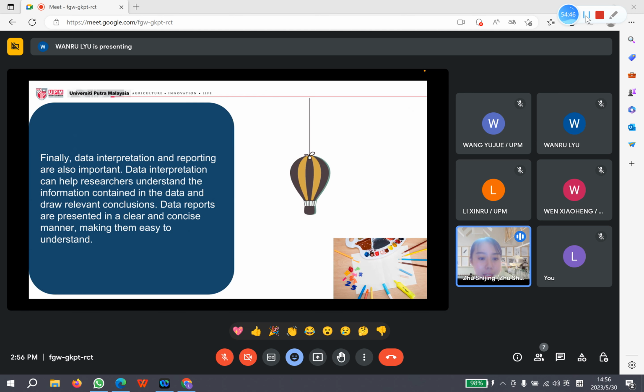Finally, data interpretation and reporting are also important. Data interpretation can help researchers understand the information contained in the data and draw relevant conclusions. Data reports are presented in a clear and concise manner, making them easy to understand.